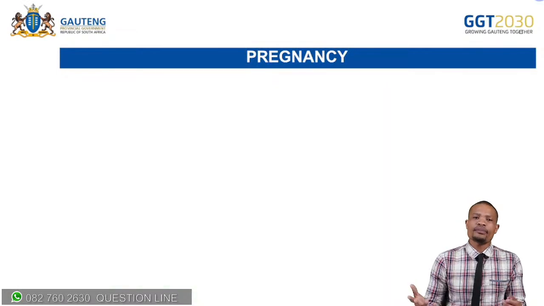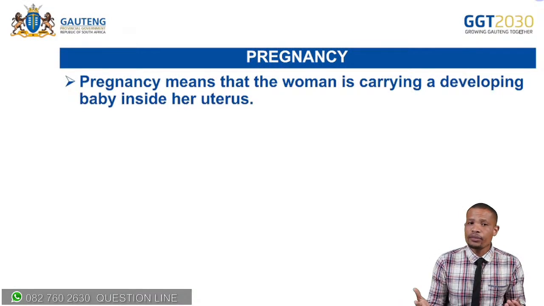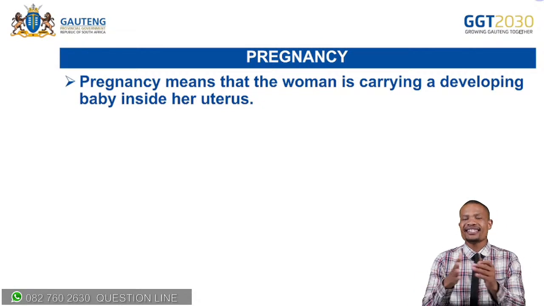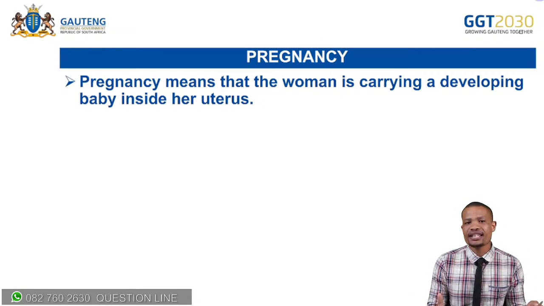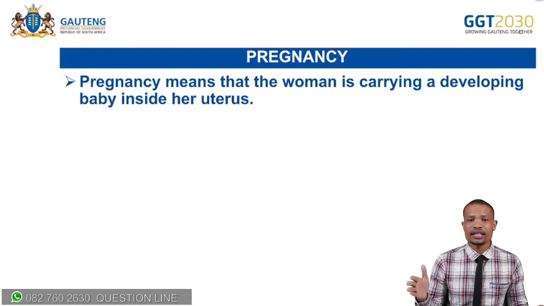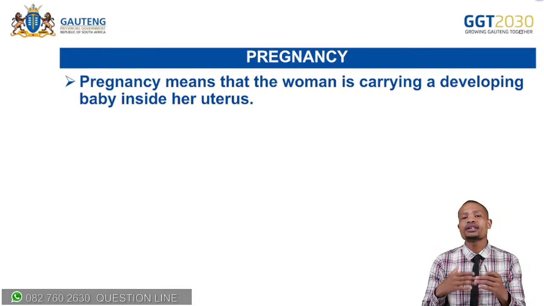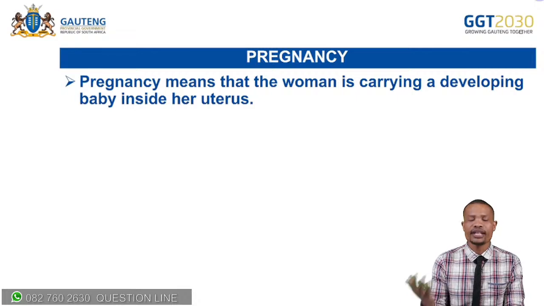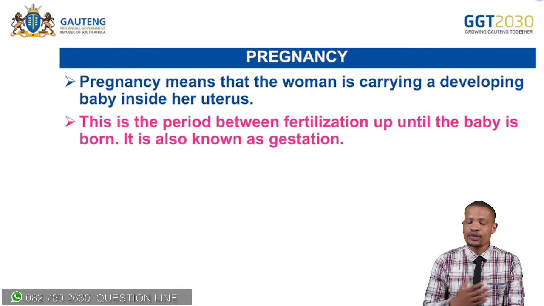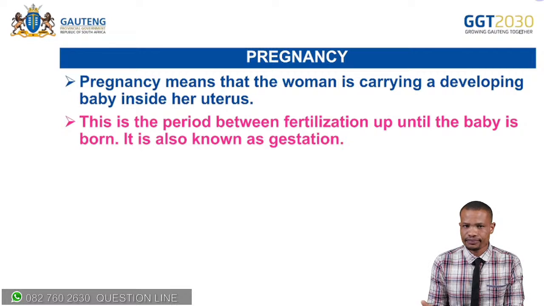Right. Now let's talk about pregnancy. Pregnancy means that a woman is carrying a growing baby or a developing baby inside her uterus. The entire process from the point where fertilization takes place all the way towards the time when a woman gives birth. That is called pregnancy. It is usually a 9 month long period. Okay, this is the period between fertilization up until the baby is born, right? It is also known as gestation, right?